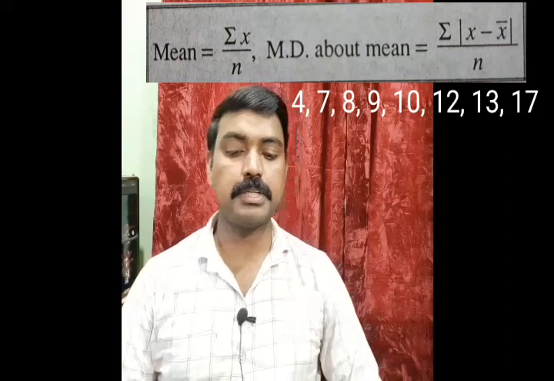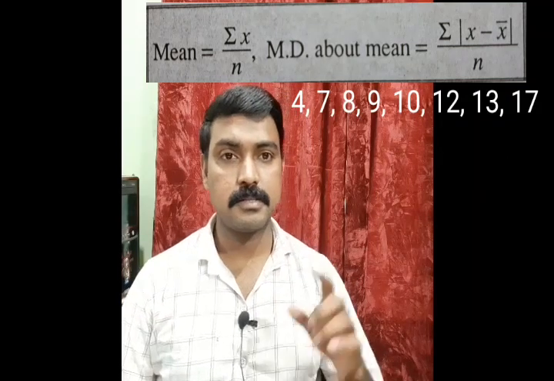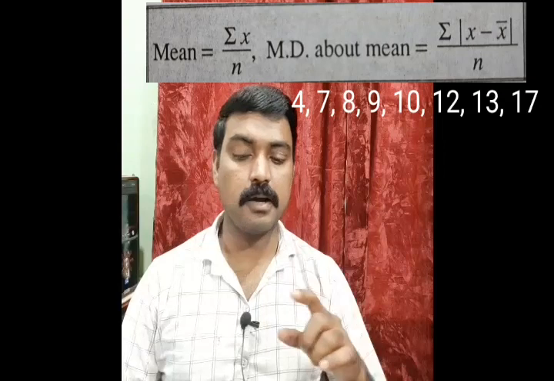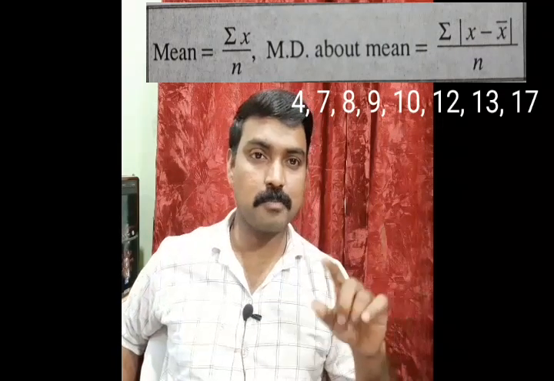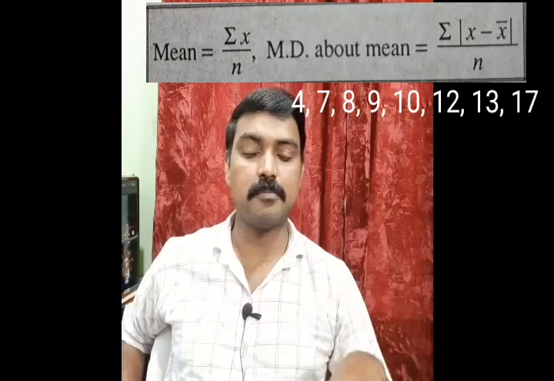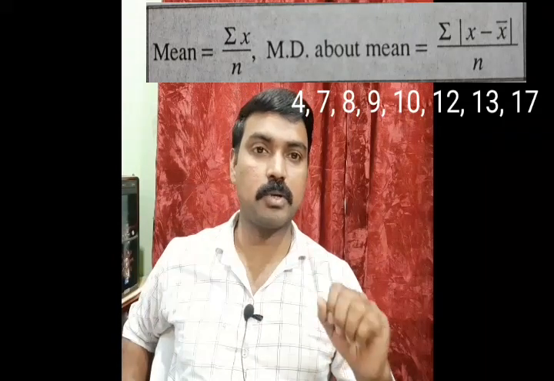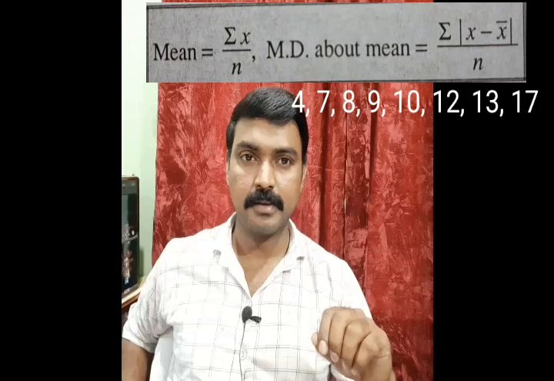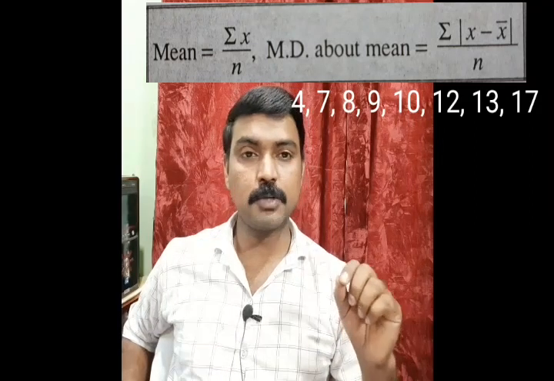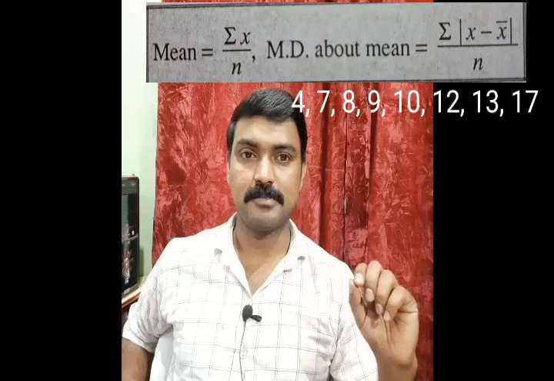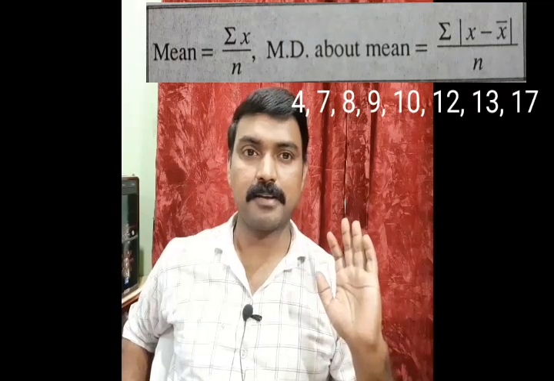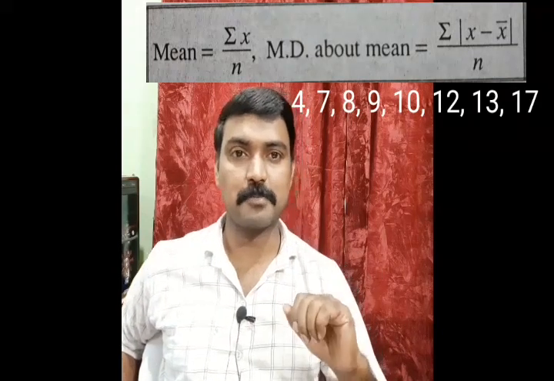Then we can write the equation: summation, that is sigma, modulus of x minus x bar, all divided by n. N is the total number of observations. X means each observation. X bar is the mean. So we can enter the problem. At that time you can easily understand the topic.